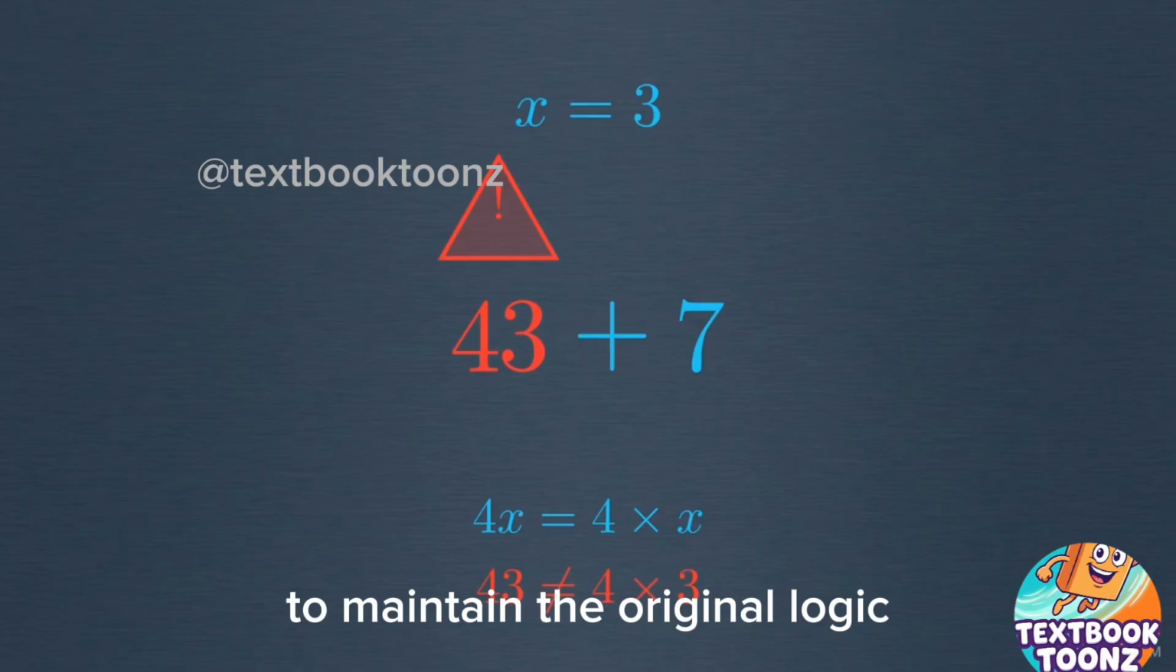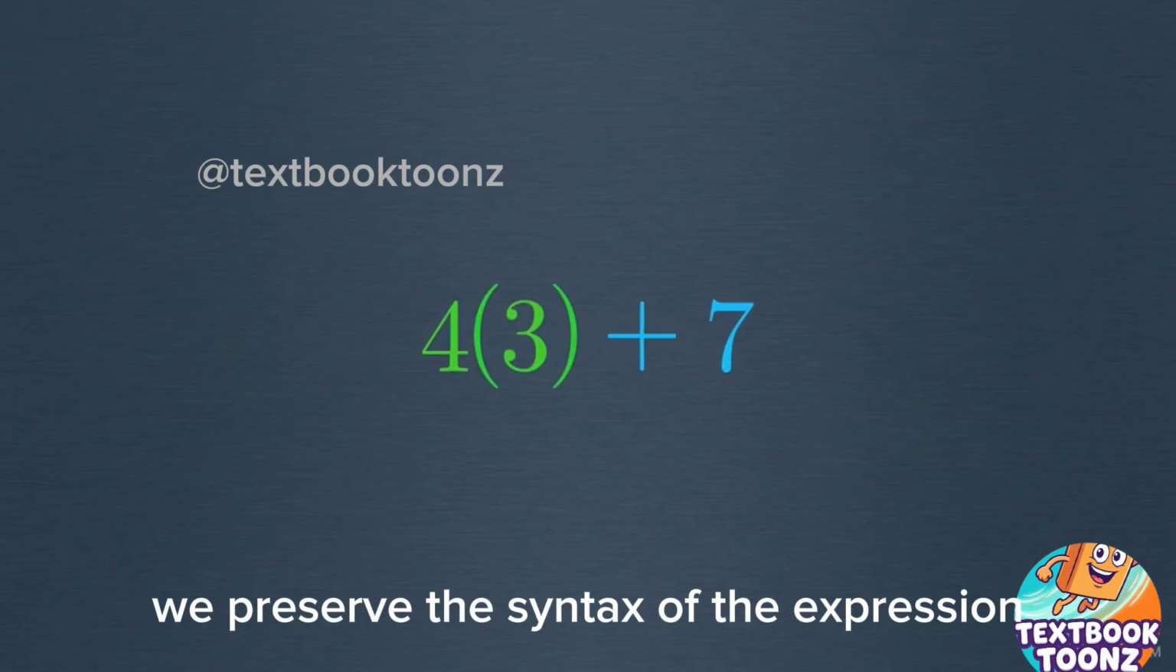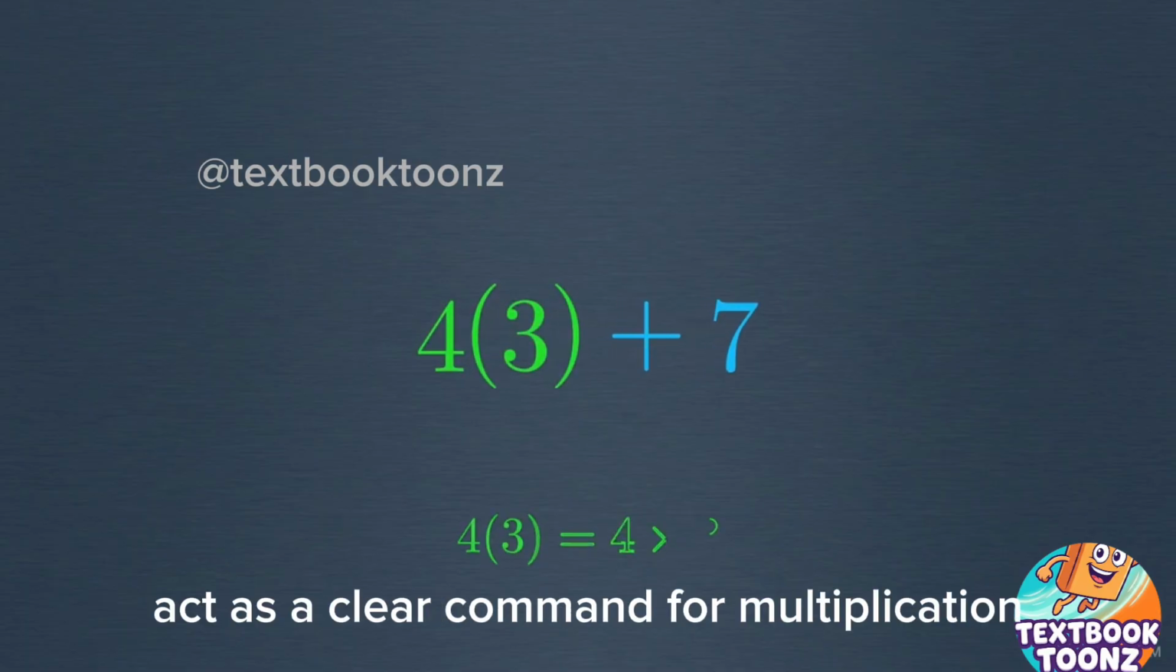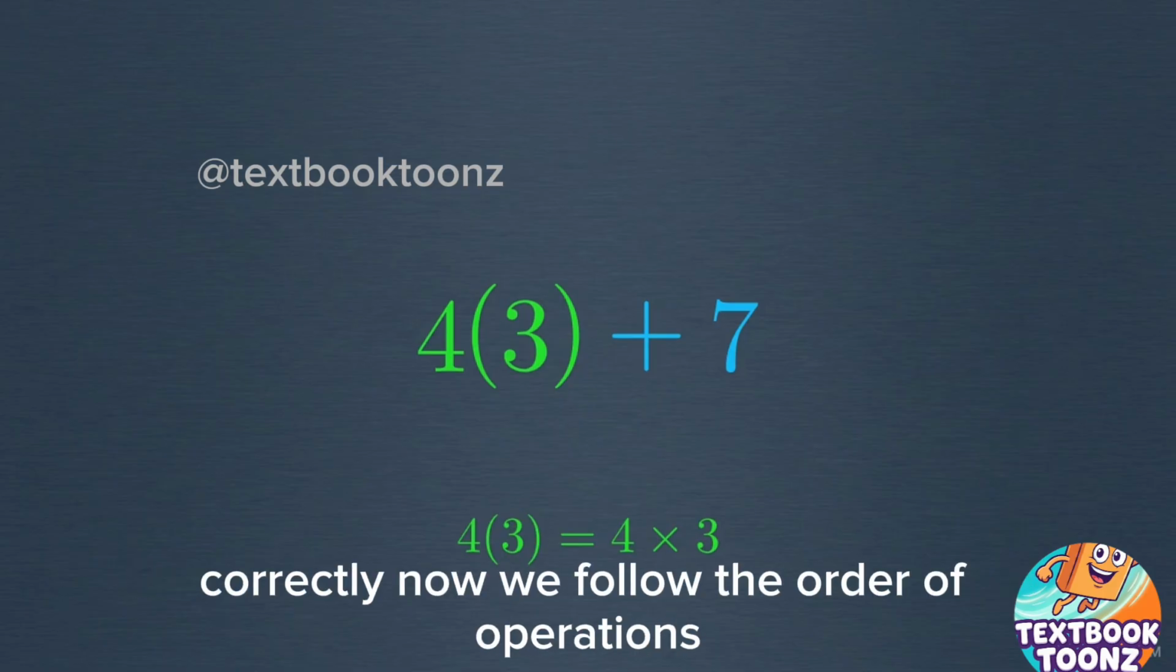To maintain the original logic, we use parentheses. By encasing the 3 in these brackets, we preserve the syntax of the expression. These parentheses act as a clear command for multiplication, ensuring the relationship between the 4 and the 3 is handled correctly. Now we follow the order of operations.